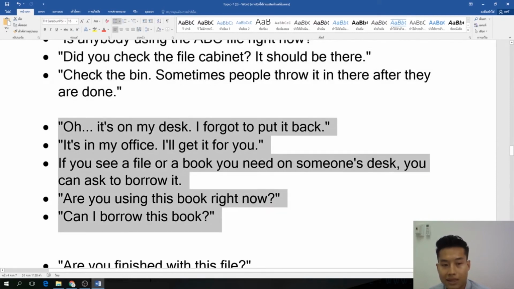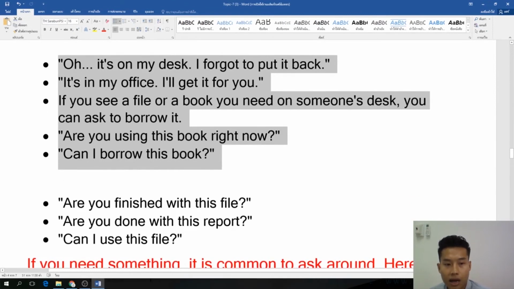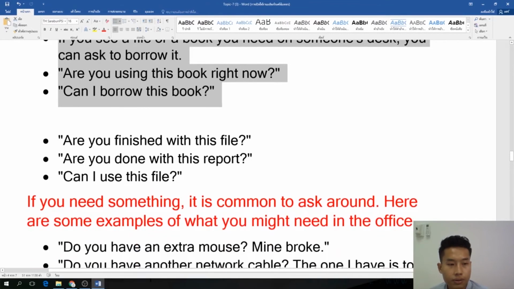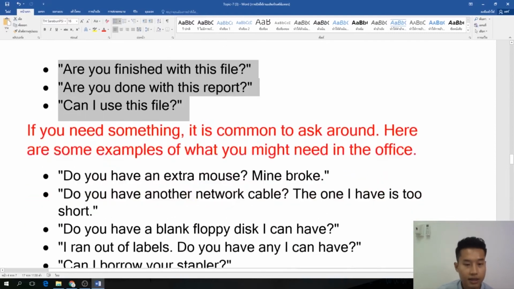Oh, it is on my desk. I forgot to put it up. Okay, it's in my office. I will get it for you. If you see the file or a book you need on someone's desk, you can ask to borrow it. Are you using this book right now? Can I borrow this book? Okay, are you finished with this file? Are you done with this report? Can I use this file? Okay, this is all about it.